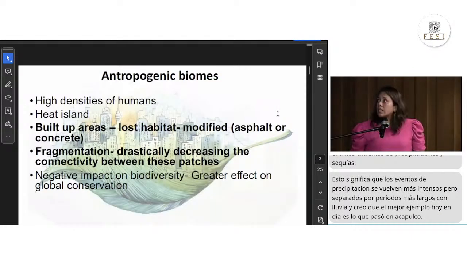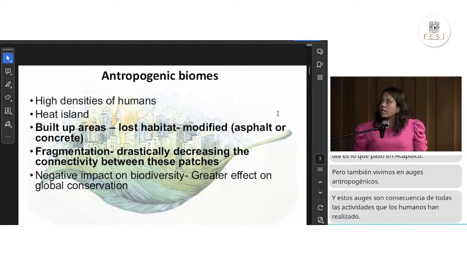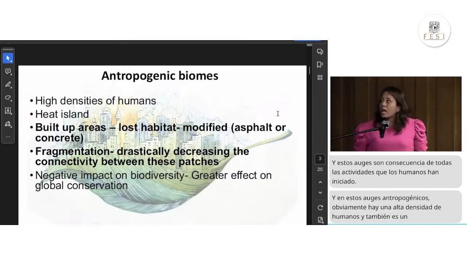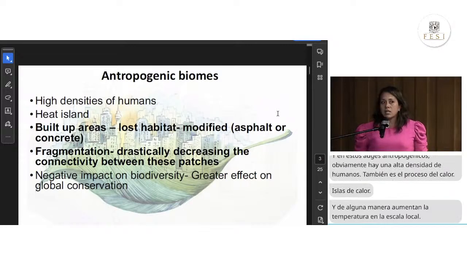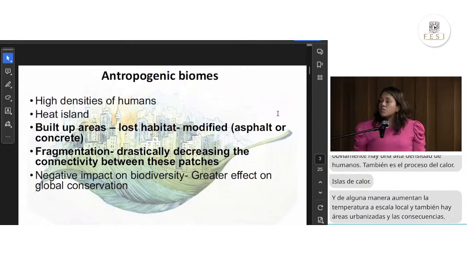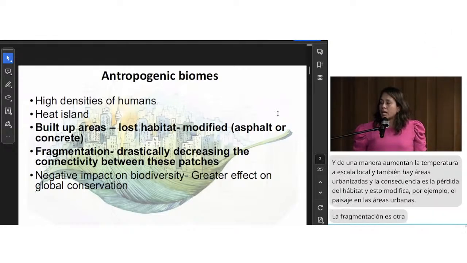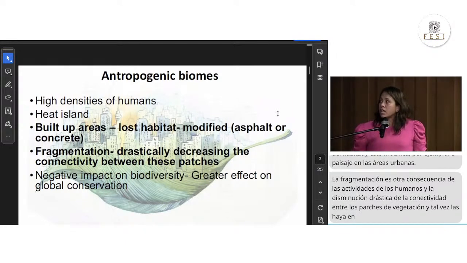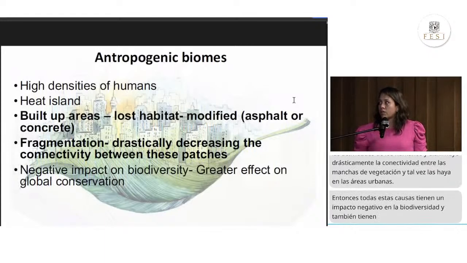But also, we are living in anthropogenic biomes. And these biomes are a consequence of all the activities that humans have done. In these anthropogenic biomes, there is obviously a high density of humans. Also there is the presence of heat islands, which increase the temperature at the local scale. And also there are built-up areas, and the consequence is loss of habitat. And this modifies, for example, the landscape in urban areas. Fragmentation is another consequence of human activities, drastically decreasing the connectivity between the patches of vegetation that may exist in urban areas. So all of these causes a negative impact on biodiversity, and they also have a greater effect on global conservation.